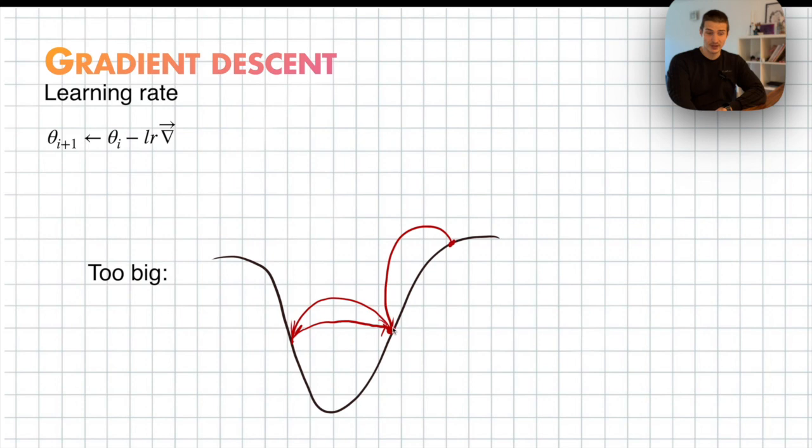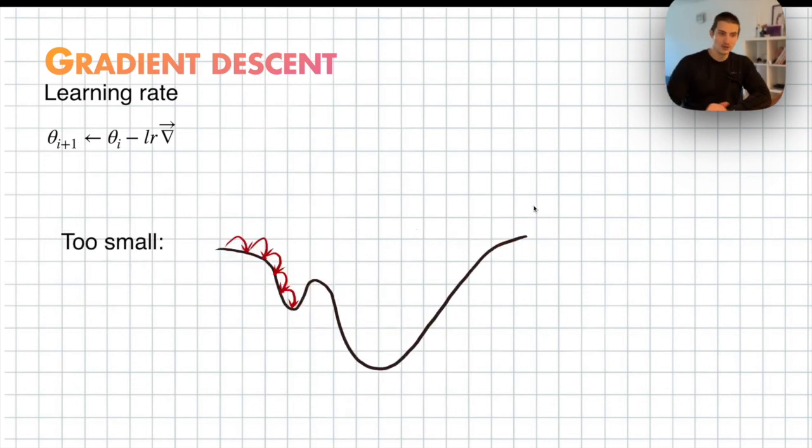So it can happen that we sort of overshoot, we jump over our global minima that we wanted to find, and so the gradient now points to the right, we jump again, and again we jump over the minimum, and we just keep jumping back and forth, and we'll never approach the actual minimum. So this is the problem if the learning rate is too big.